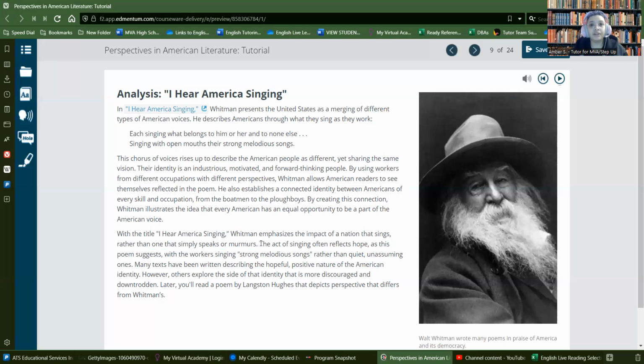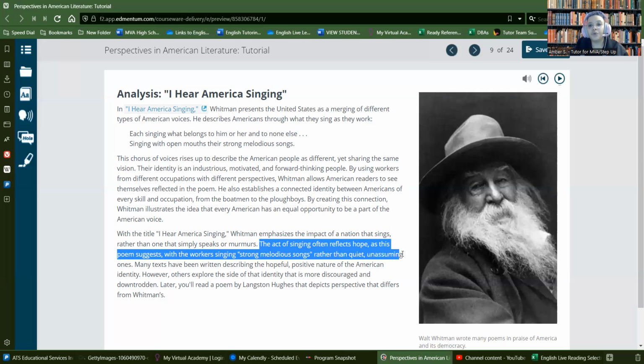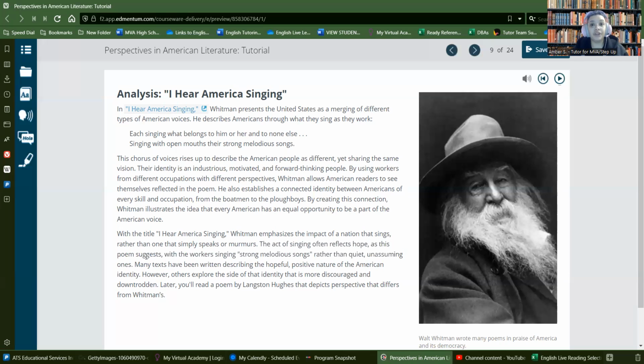People can sing proudly if they're confident about their voice. And singing reflects hope. And that's what this poem suggests. So the workers sing strong, melodious songs instead of quiet or unassuming ones. So he picked his words very carefully to characterize the fact that everyone in America works together, and that's what makes the nation great. Many texts have been written describing the hopeful, positive nature of the American identity.